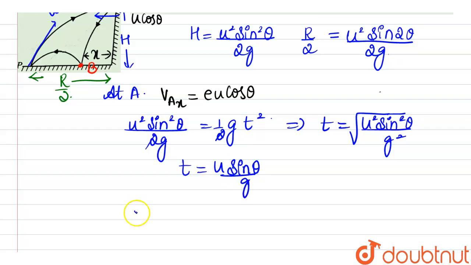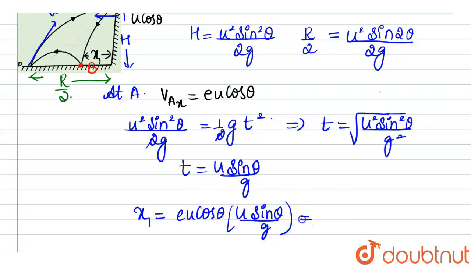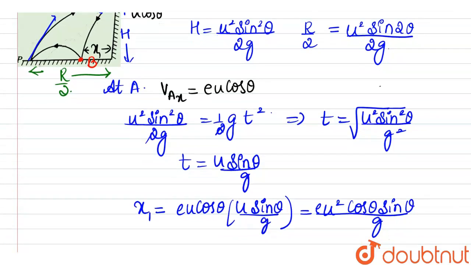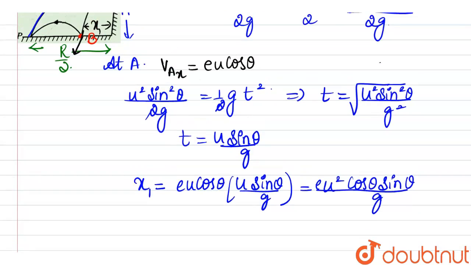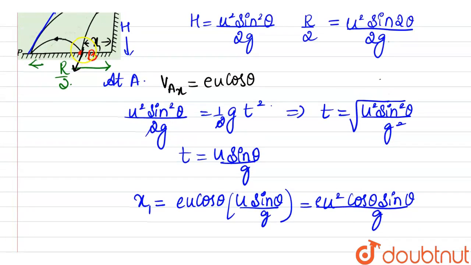And the distance x, let's call this x1. The distance x1 will be equal to velocity into t. So e u cos theta into u sine theta divided by g. That will be the x value. So from this I can rewrite it as e u square cos theta sine theta divided by g, right? So that will be the value. Now when it hits the point B, the velocity vector will be along the tangent. So I can find out the velocity vector along the x-axis and y-axis.